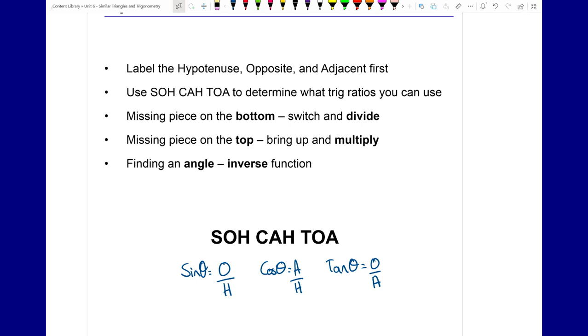Once we plug our information in after we determine what ratio, we have three scenarios to look at. One, we are trying to find a side and the missing piece is on the bottom, so we switch and divide. Two, we're trying to find a side and the missing piece is on top, so we bring up and multiply. And finally, if we're finding an angle, we always use the inverse. These are the main things we want to look at. If you're still having trouble solving the trig ratios in general, make sure you go back and practice, because you do need to know how to do that in order to solve these application questions.